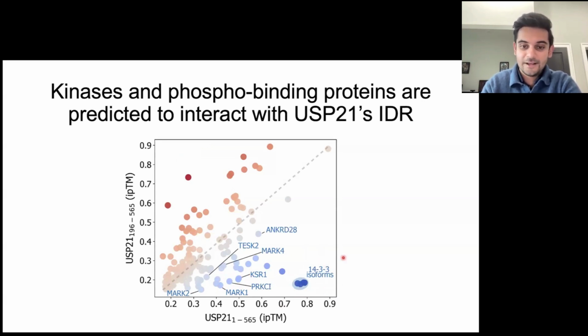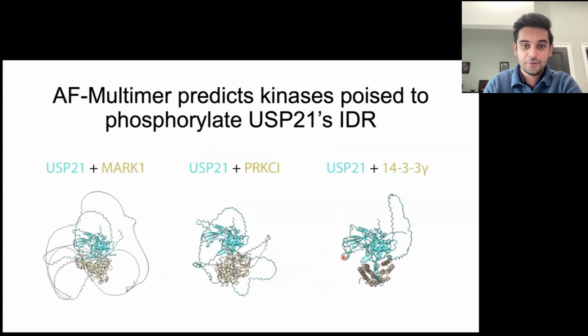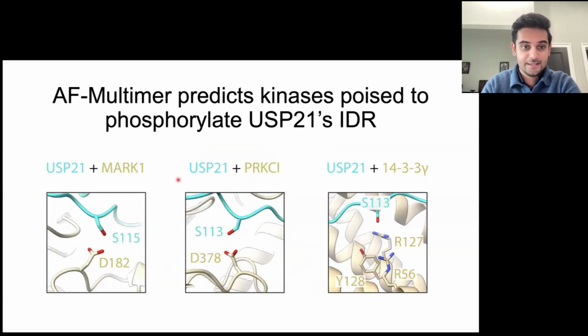And what really makes this finding interesting is that if we take a closer look at these models, particularly at these kinases and 14-3-3 proteins, you will see that in the case for these kinases, MARK1 and PRKCI, their active site residues are poised as if they're ready to phosphorylate one of two serine residues on USP21's IDR, serine 115 or serine 113. And in the case for these 14-3-3 proteins, their phosphoserine binding pocket is poised to bind to serine 113 or 115 as if it was a phosphorylated serine.